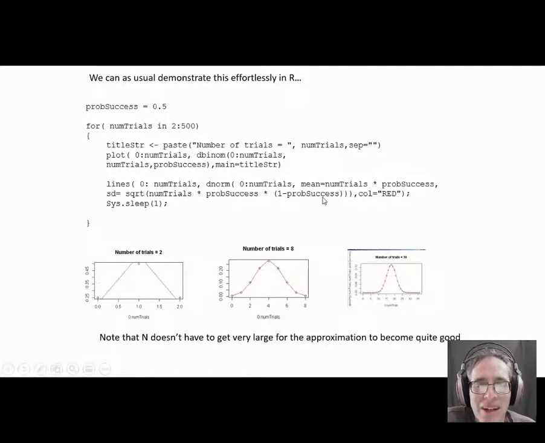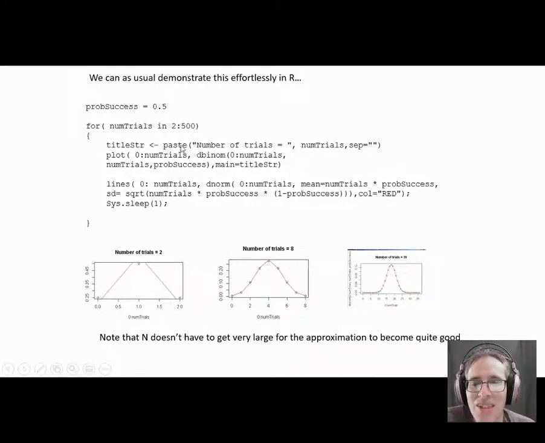We can see very quickly with just a few lines of R that the binomial distribution is well described by the normal distribution when n is large. So here I have our probability of success 0.5, probability of seeing a head 0.5, like we've been seeing almost since the beginning of the semester.